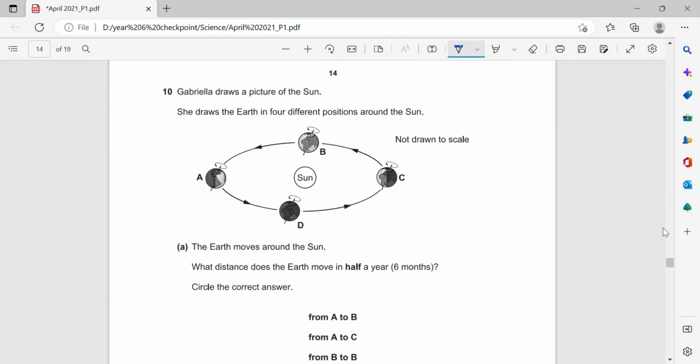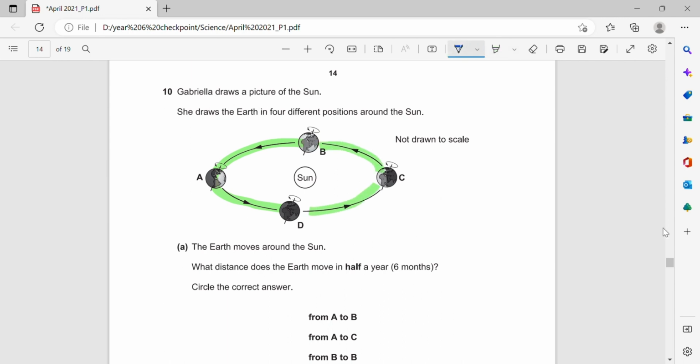Question 10. Gabriella draws a picture of the sun. She draws the earth in 4 different positions around the sun. It's not drawn to scale, of course. The earth moves around the sun. So this is earth. It moves around the sun.